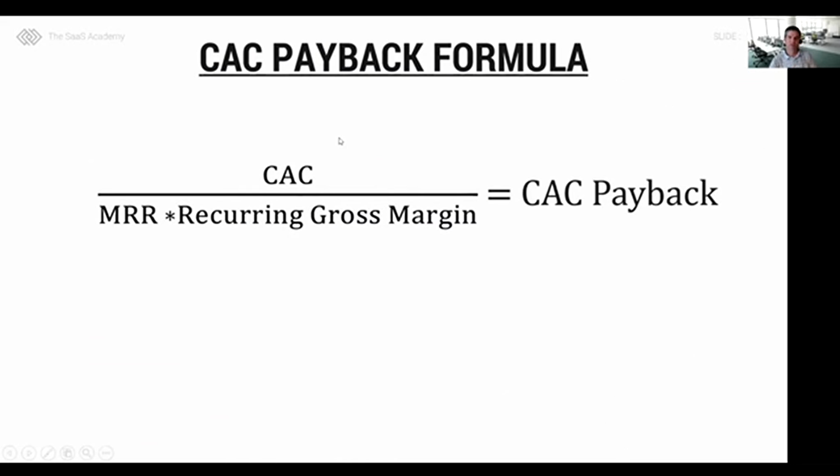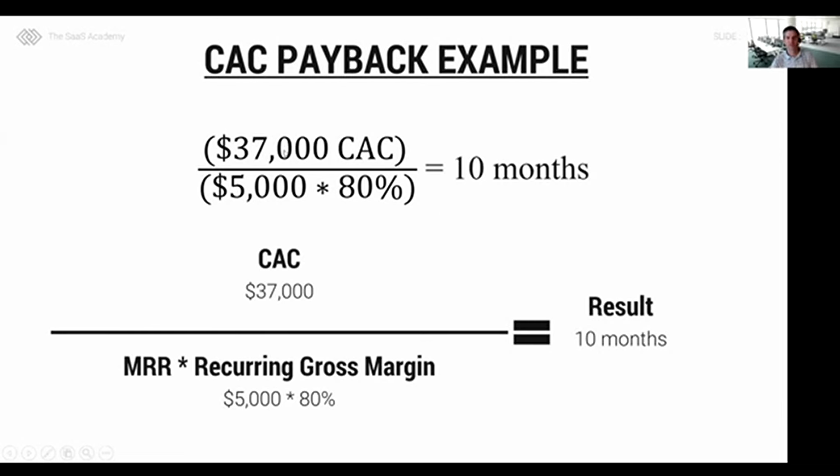So the CAC payback formula, again, we have CAC in our numerator, and then we're taking the MRR. So quick example, say our CAC was 37,000. We're getting, with this new batch of customers, about 5,000 MRR per month. My recurring gross margin is 80%. Divide the two, we have a 10-month payback period. So when we hit month 10, we finally paid off all the $37,000 of CAC, and now we're going to begin making profit on that customer.